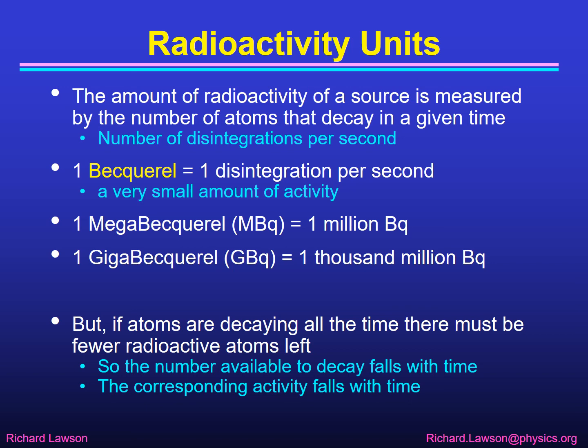However, if some of the atoms are decaying all the time, then there must be fewer left to decay later on. So as time goes on, there are fewer and fewer atoms left, so the number available to decay falls with time. That means that the activity must fall with time. So because the atoms are decaying, it's true that the activity must also fall with time.